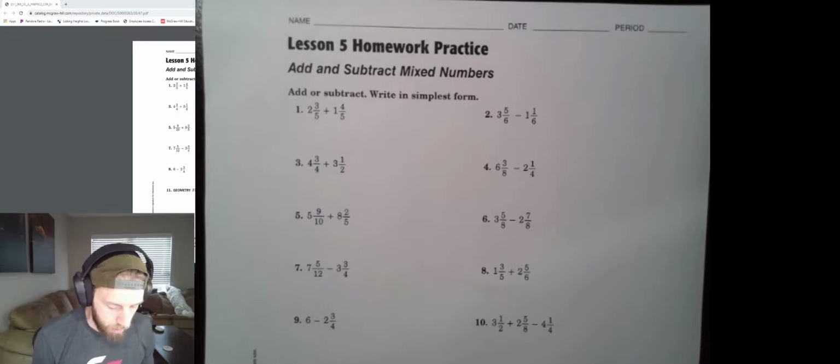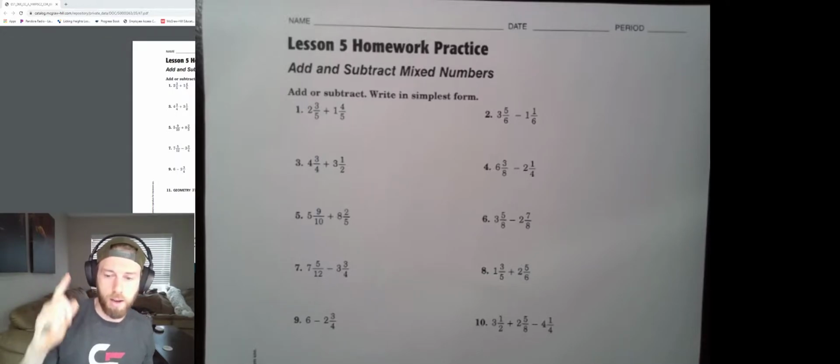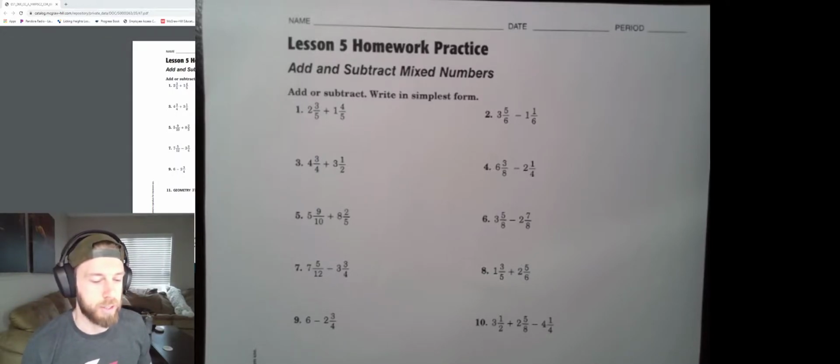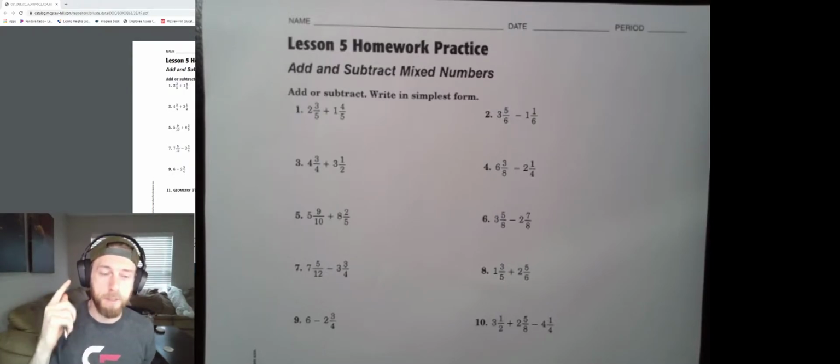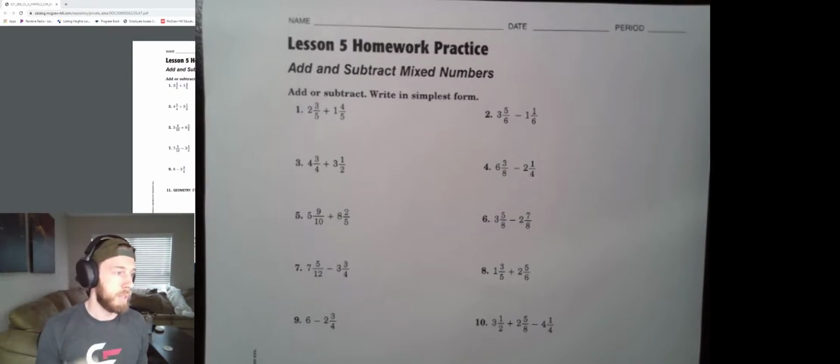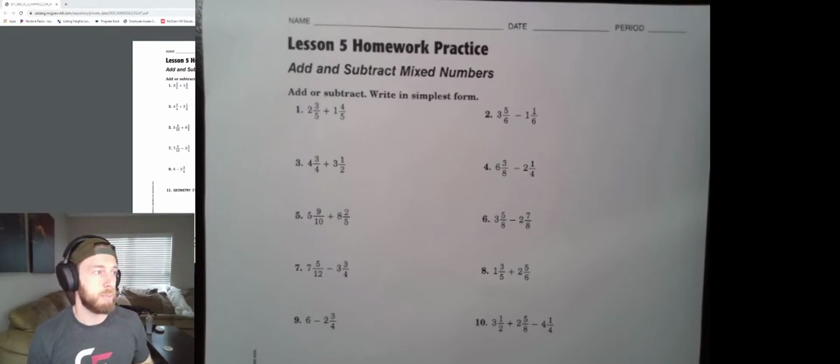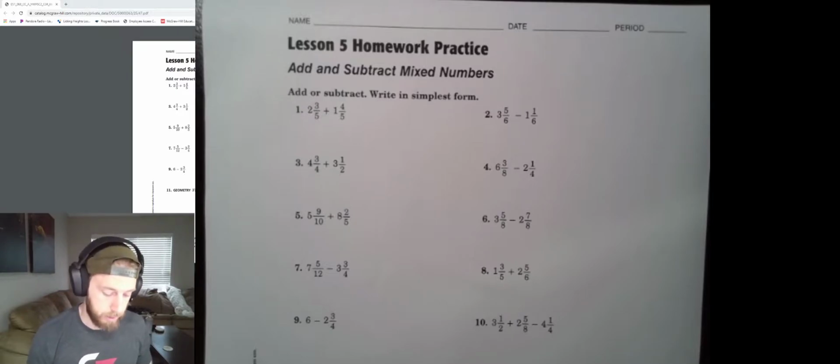Hope you guys did okay on yesterday's lesson with unlike fractions, practicing finding least common denominators. I know it's been a while since we've done a lot of that, but it's good practice to do. Today, we're gonna be adding and subtracting mixed numbers. That's numbers with whole numbers and fractions in them.